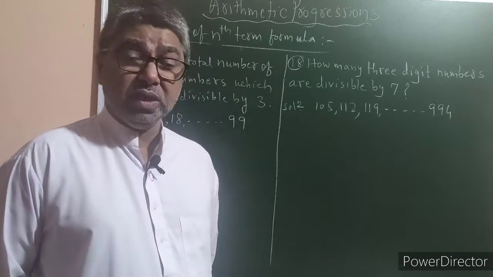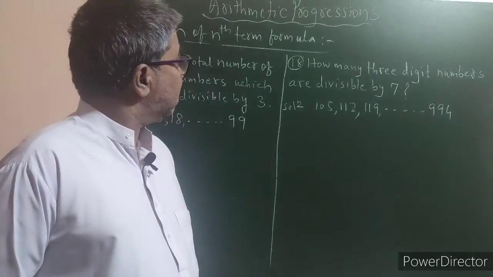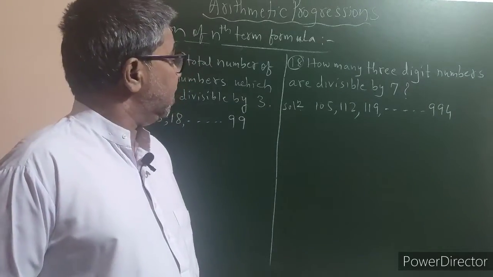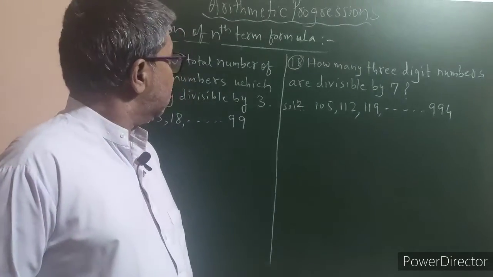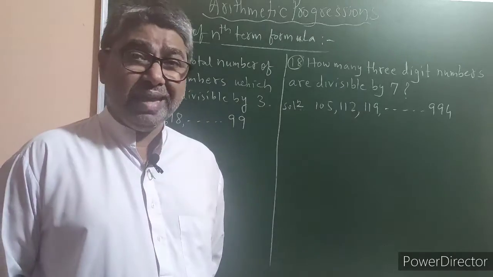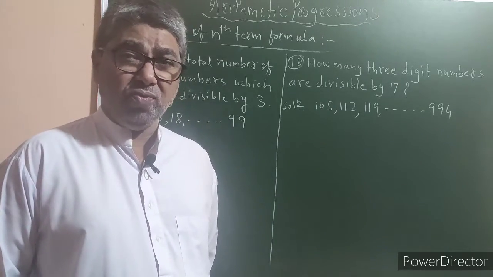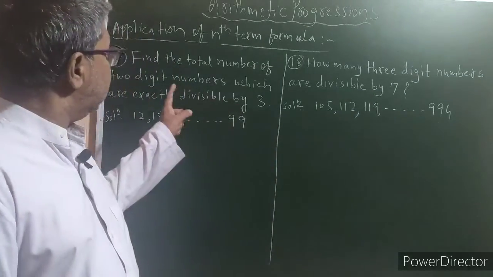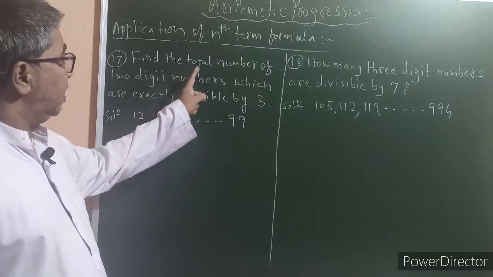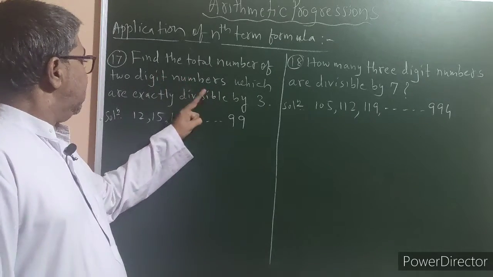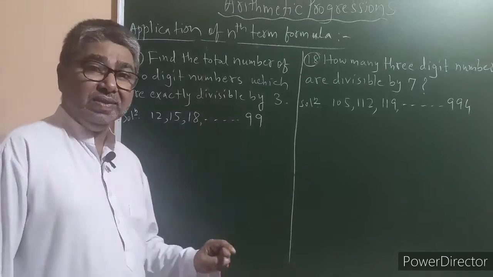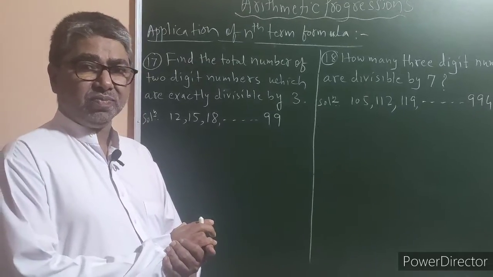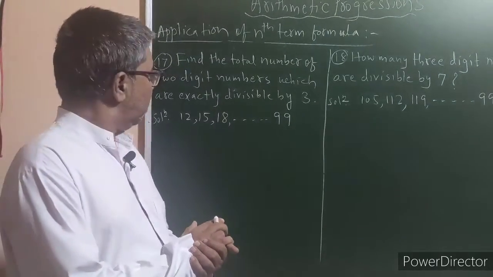We are solving examples based on nth term of arithmetic progression. Dear students, we have solved 16 examples. Now let us solve few more examples. The next example, example number 17, is: find the total number of two-digit numbers which are exactly divisible by 7. So this is the example we are going to solve now.